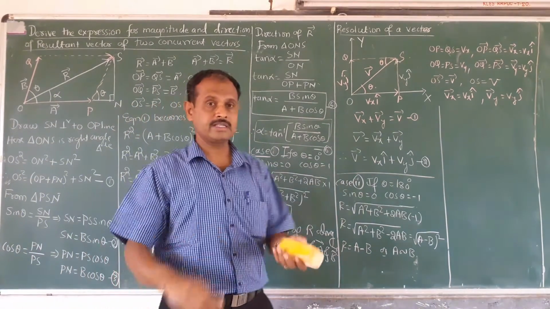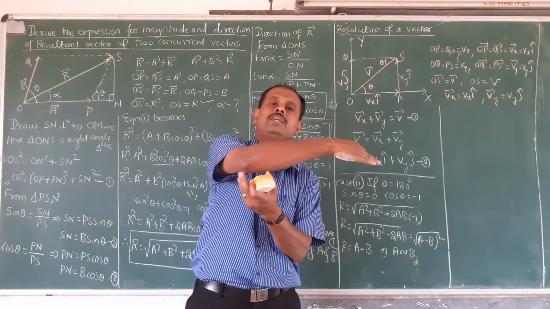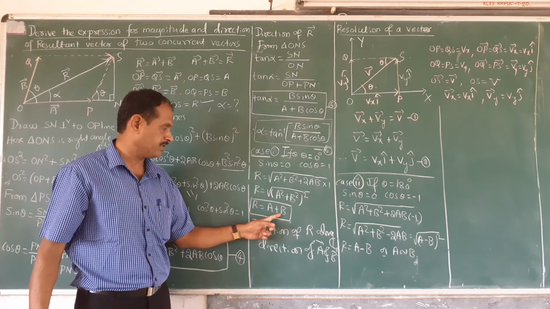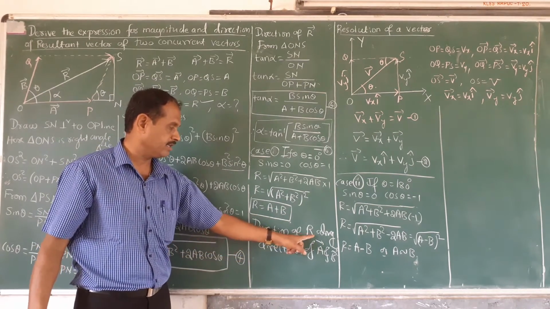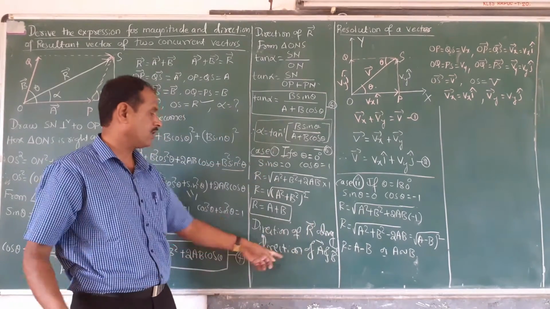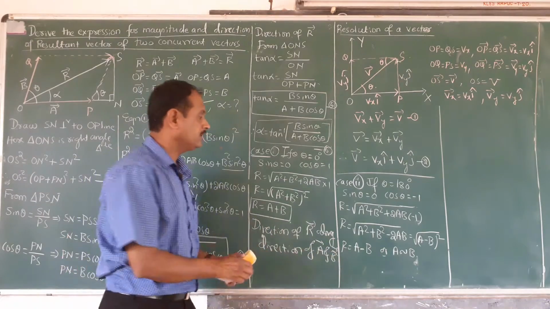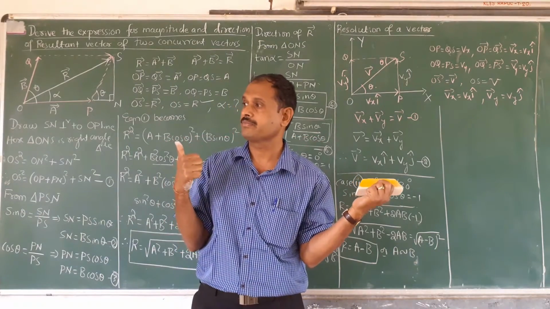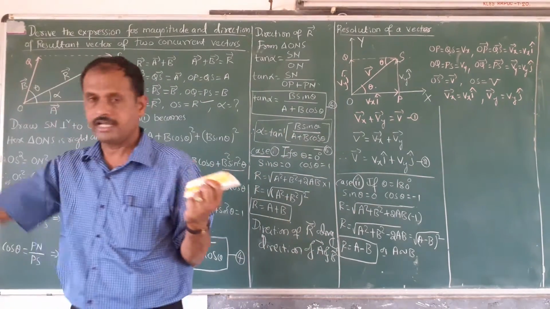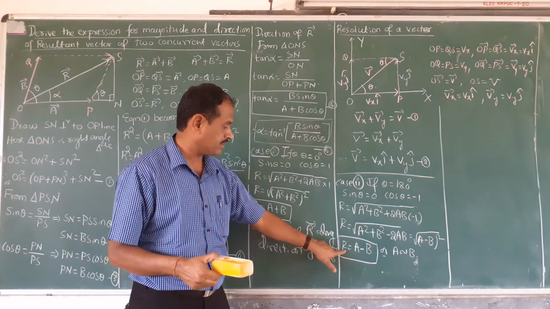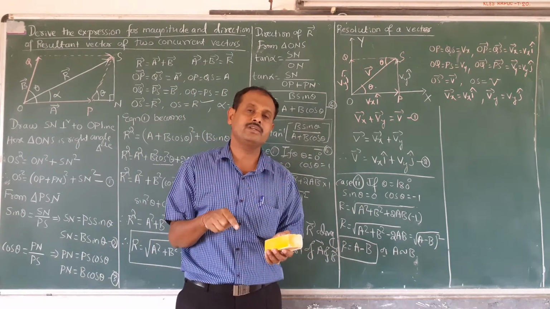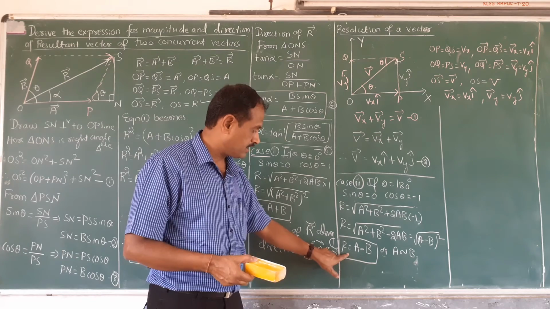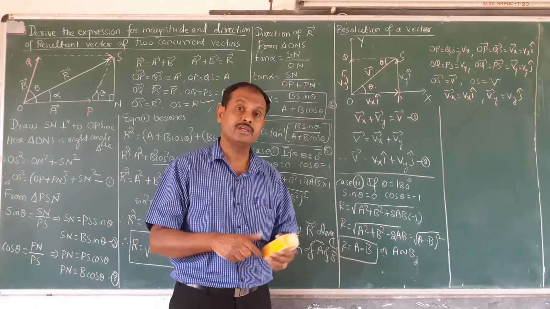When two vectors acting at a point are both along the same direction, then the magnitude of the resultant vector is the sum of the magnitudes of the individual vectors. Then the direction of the resultant vector is along the direction of vector A and vector B. Here, when the two vectors are acting at a point in the opposite direction, then the magnitude of the resultant vector is the difference of the magnitudes of the individual vectors.